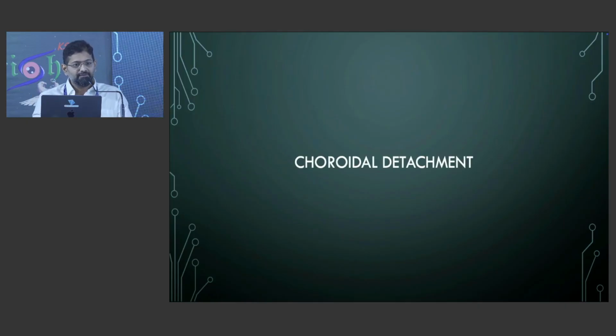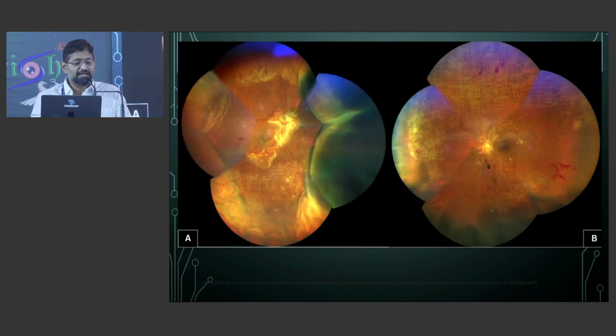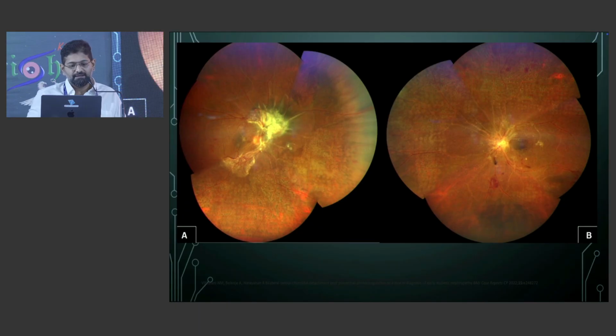Another thing is, sometimes what happens is choroidal detachment. Now, if you see the image on the left, you will see a large proliferation in the disc, around the disc and around the arcade. This patient underwent PRP, and after the PRP, the patient had a huge choroidal detachment in the nasal periphery, and this is in the right eye. You can see a small choroidal detachment there.